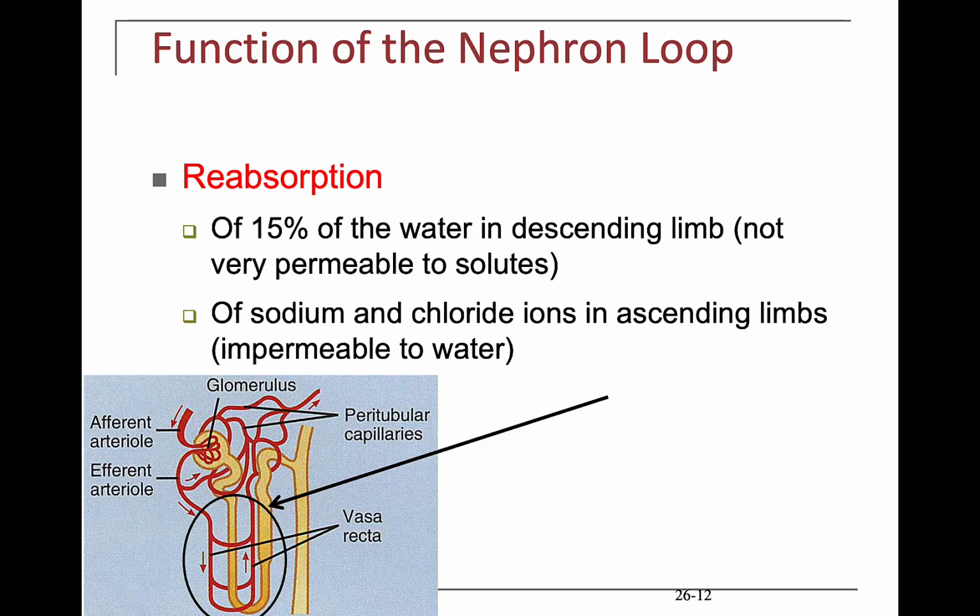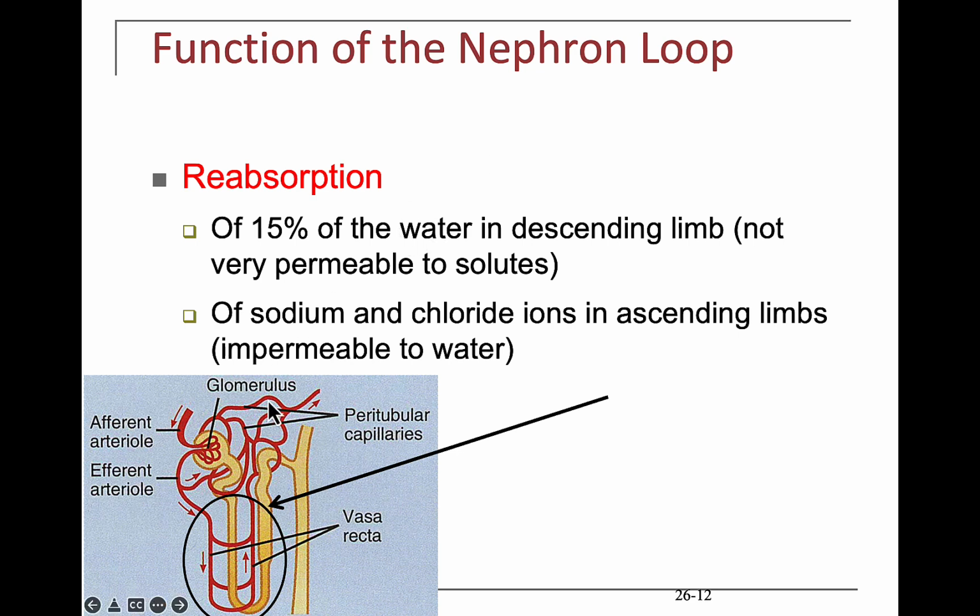So when we look at the circled area, we are looking at the nephron loop. It is important to understand that the descending limb of the nephron loop is permeable to water, so about 15% of the water is absorbed, but it's not very permeable to solutes. And then the ascending limb, as it goes back up where the arrow is pointing, is not permeable to water, but it is permeable to solutes.